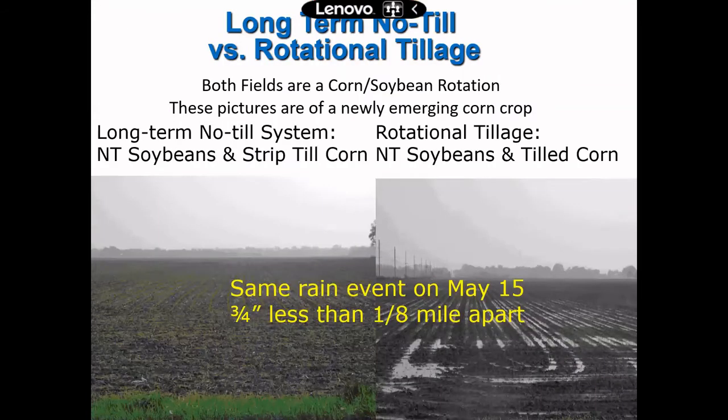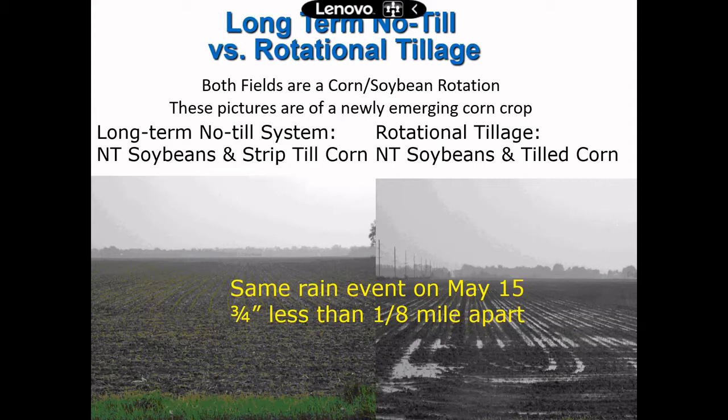Here's just an example of that. This is a long-term no-till field compared to rotational tillage on the right. We had the same rainfall event on May 15th. We got 3/4 of an inch. These fields were a Hoytville soil, and they're less than 1/8 mile apart. You can see that even by just doing rotational tillage, no-till soybeans followed by tilled corn, we have water standing on that soil.